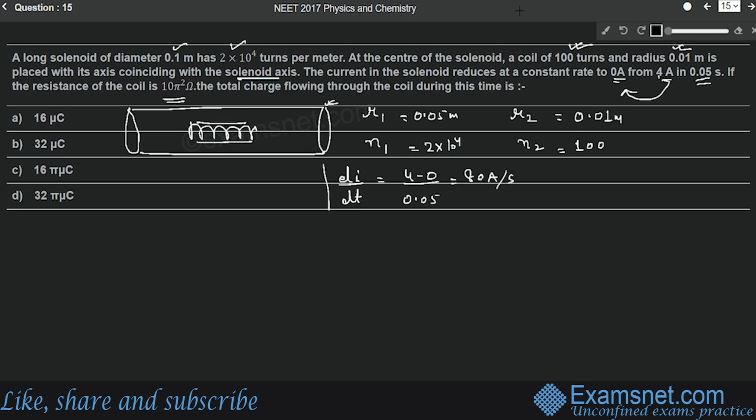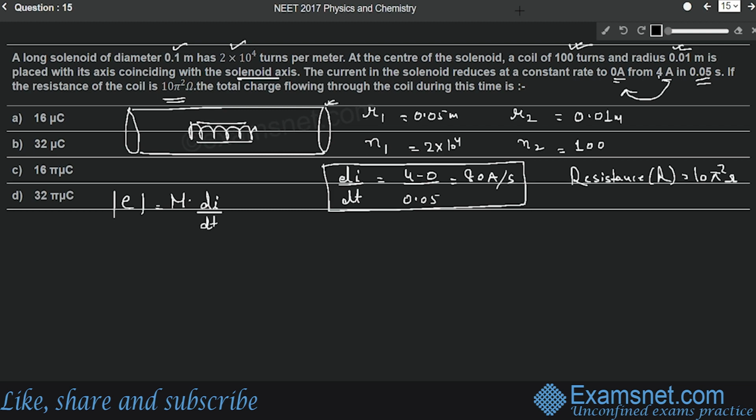Okay, this is the rate of change of current. What else is mentioned? Resistance is mentioned. Let's say capital R is the resistance. So resistance is given as 10 pi square ohm. Now, we know that due to the current flowing in the bigger solenoid, magnetic field will develop in the smaller coil also. Okay, so magnetic flux will also be there. So we can find out the EMF. We know that EMF here is due to the mutual effect, right? So it will be equal to M di by dt.